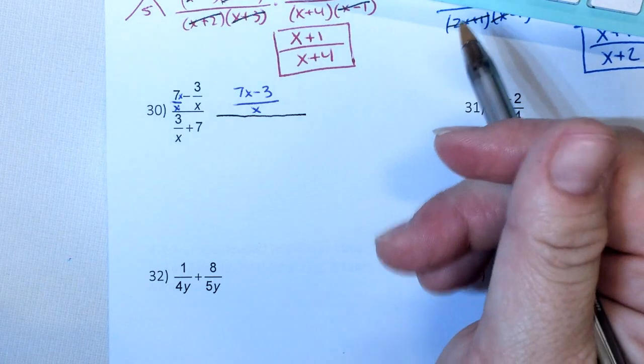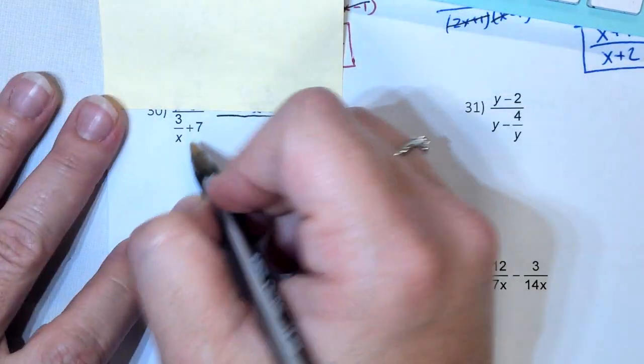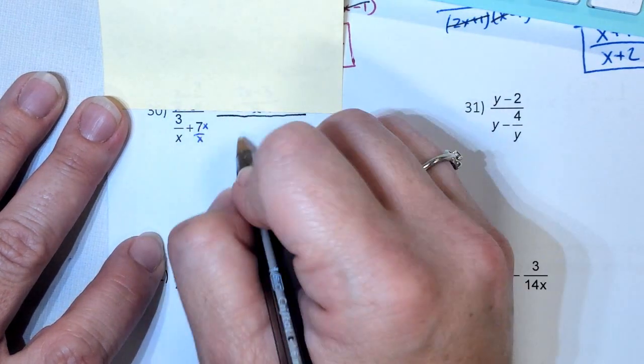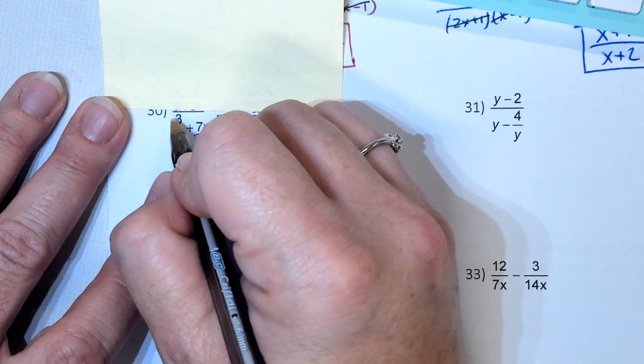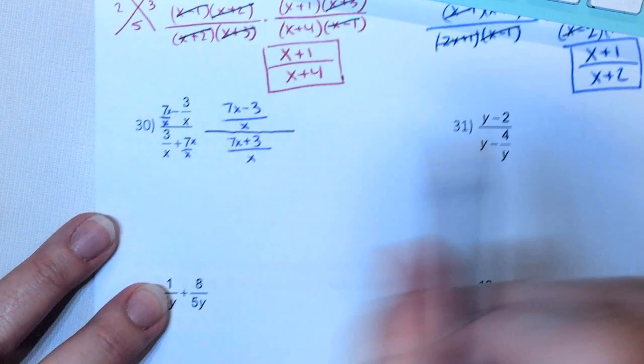So same concept, except now we're going to ignore the top and only look at the bottom. So same concept. This has an x, therefore this needs an x, this needs an x. So if I write it in order, it'd be 7x plus 3. They're both positive, so that's nice. And now we have one happy fraction over one happy fraction. And then it's just like this.